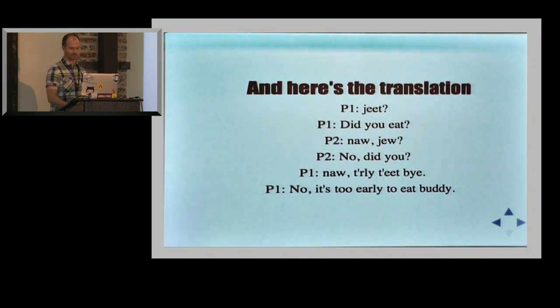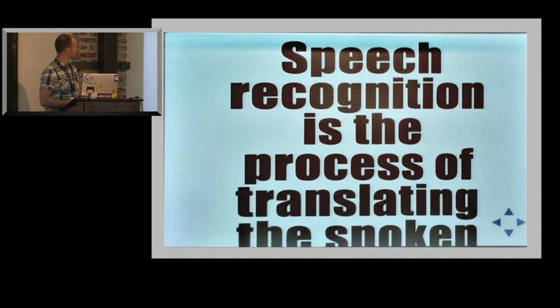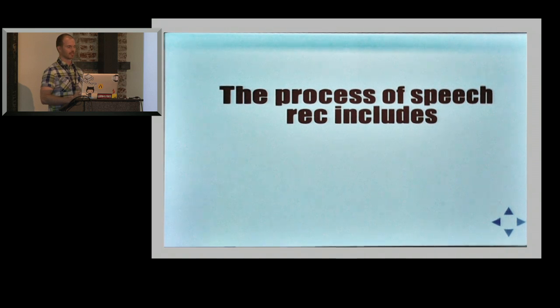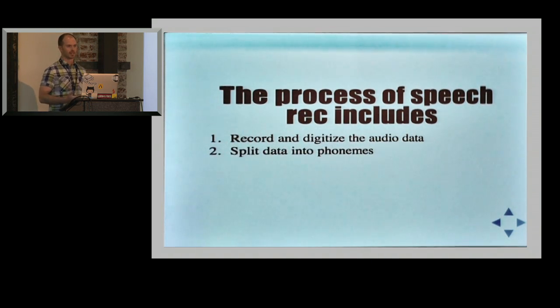It's crazy. Anyway, so what is speech recognition? Well, it's a process of translating the spoken word into text. That's basically what's going on. The process of doing this includes a number of steps. First and foremost is you have to record and digitize the audio data. Then you split up things into phonemes. Now, the interesting thing about the English language, it has somewhere between 40 to 44 phonemes, depending on who you talk to. Different researchers have different ideas. And a phoneme is that small, discrete sound that the English language would be split up into.